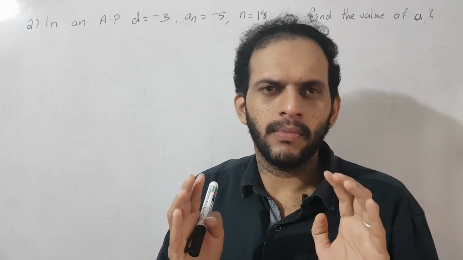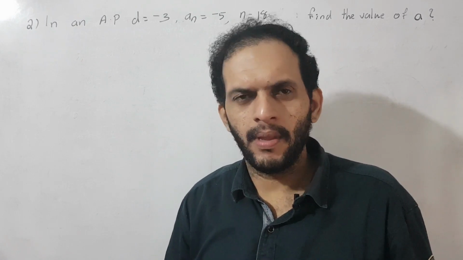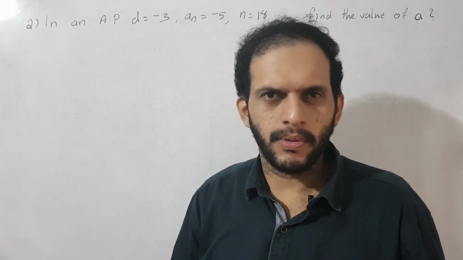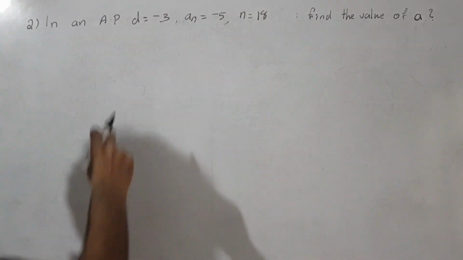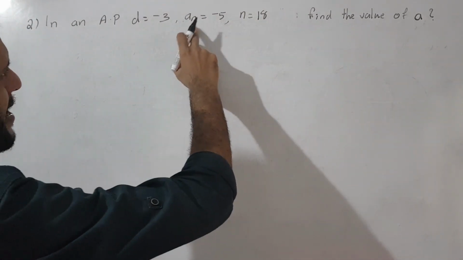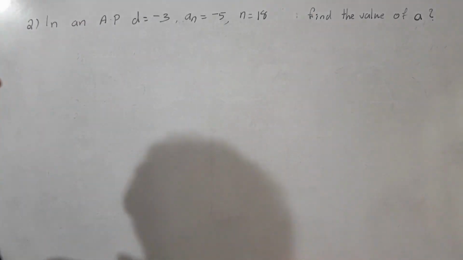an is a term, the term in a particular position. n is the number of terms. Okay, then the question given here is: d is equal to minus 3, an is equal to minus 5, n is equal to 18. Find the value of a.